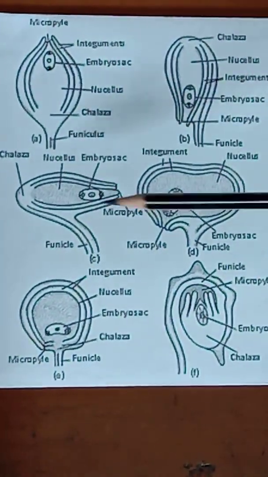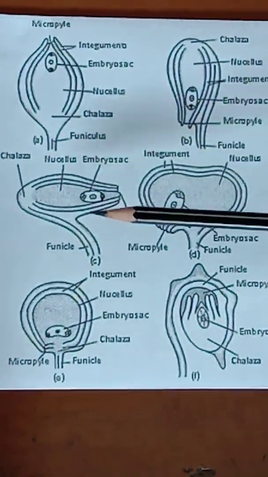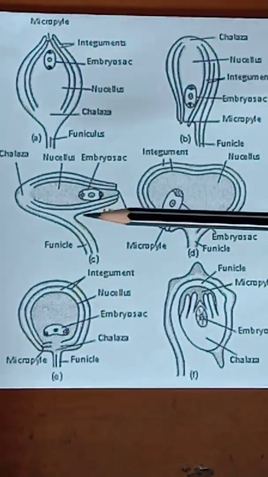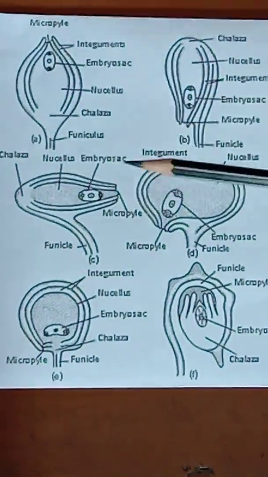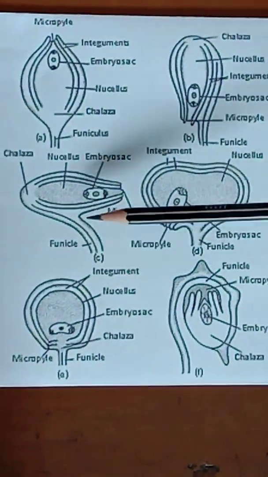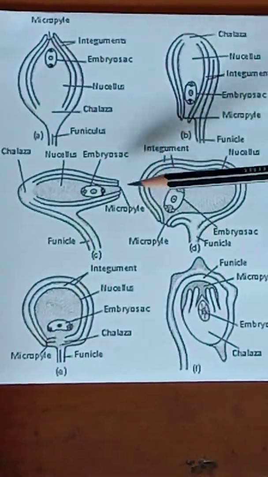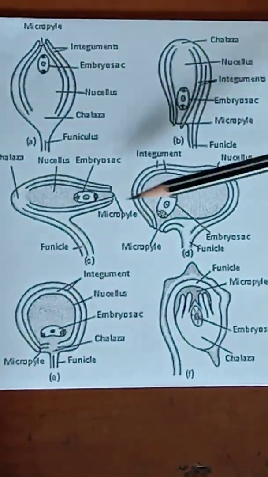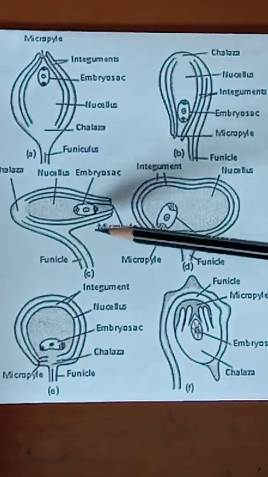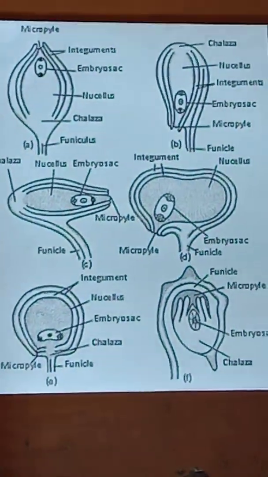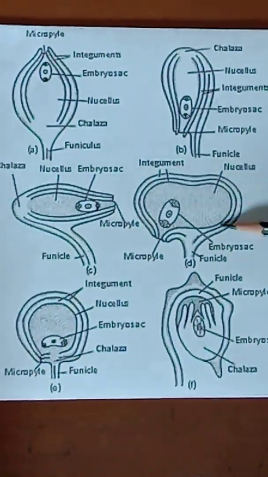Hemianatropous type of ovule, or hemitropous type of ovule. The body of the ovule is placed transversely at right angles to the funicle or the stalk. The micropyle and chalaza lie in one straight line. So it takes a 90-degree turn. Example, ranunculus. Next is Campylotropous ovule.